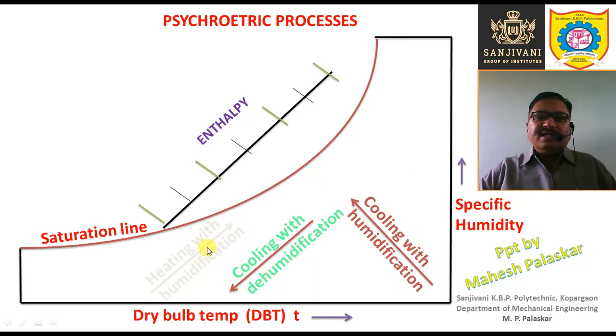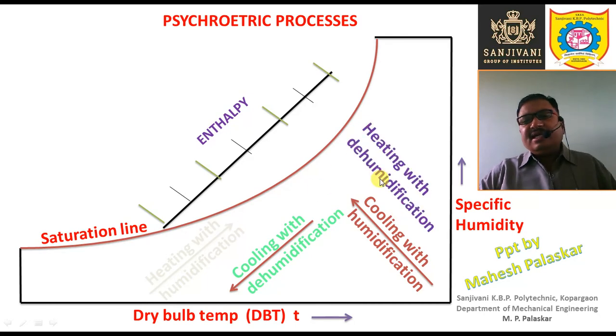So we have studied heating with humidification, cooling with humidification, then cooling with dehumidification, and finally let us study heating with dehumidification. Heating means towards the right and dehumidification means in the downward direction, right? So this arrow is like this. It is a combination of right and downwards. So this is a combination of heating with dehumidification.